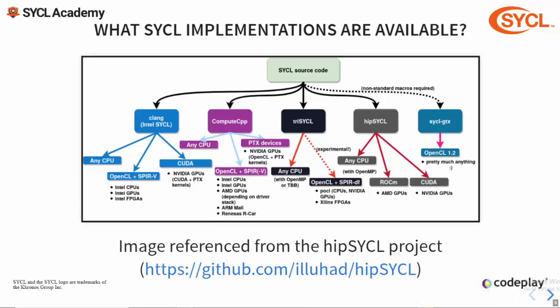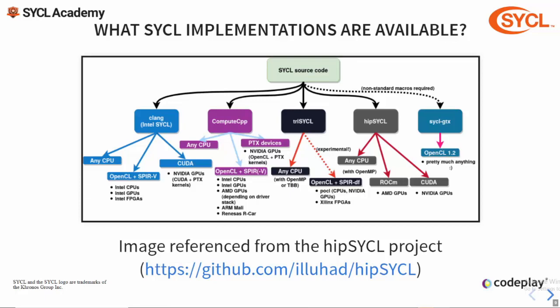Next we have ComputeCpp, a commercial implementation developed by Codeplay and optimized for embedded, mobile, and automotive architectures. ComputeCpp supports Intel CPUs and GPUs, ARM Mali GPUs, the Renesas R-Car platforms, and experimental support for NVIDIA GPUs. Next up we have triSYCL, which is an open source project led by Ronan Keryell at Xilinx. triSYCL supports any CPU through OpenMP and TBB, and also has experimental support for Xilinx FPGAs.